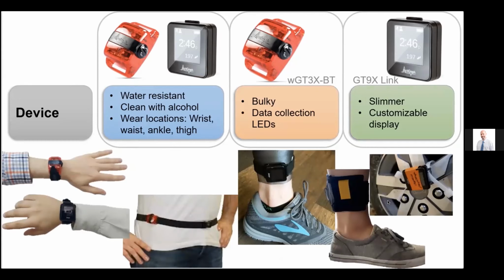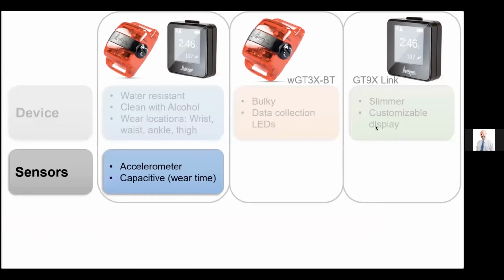The Link screen has a customizable display that you can turn off to maximize the battery life, just show the time and data collection alerts, or show additional analytics such as step counts. The WGT3X device does not have these features, but it does have data collection LEDs to at least show when the device is active and when the battery is low.